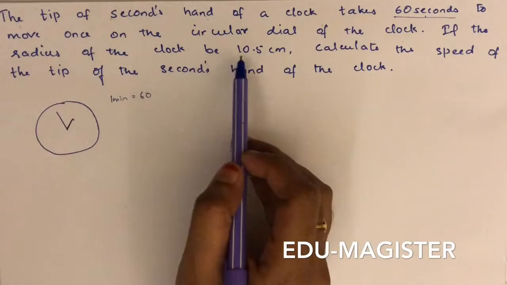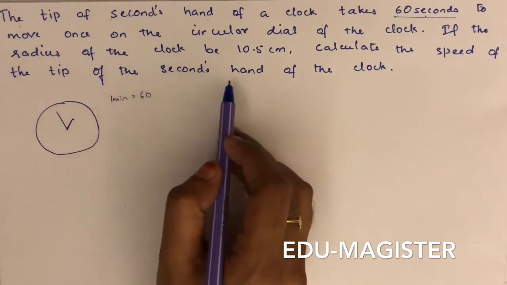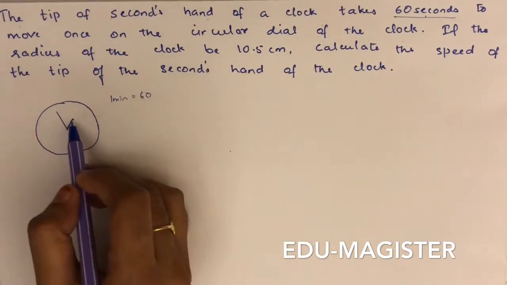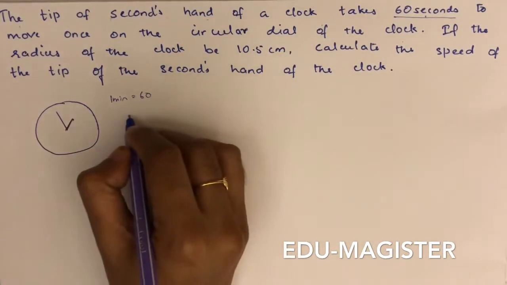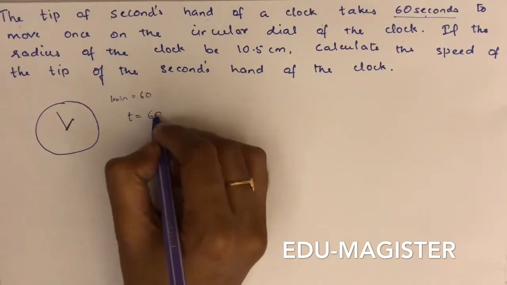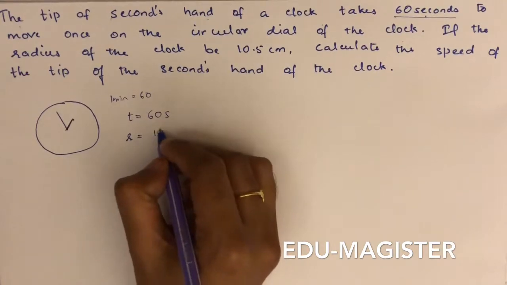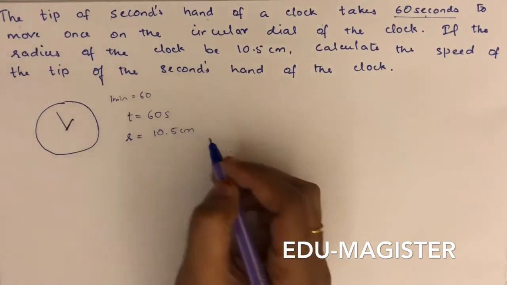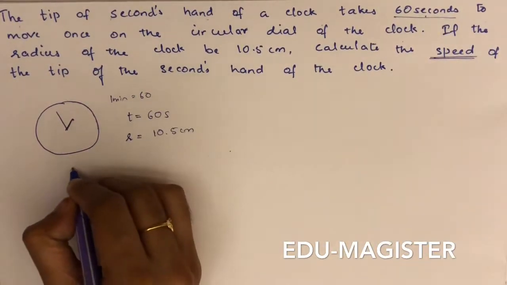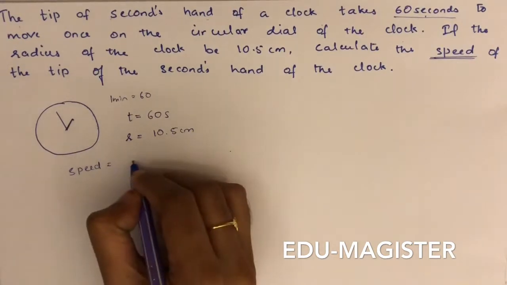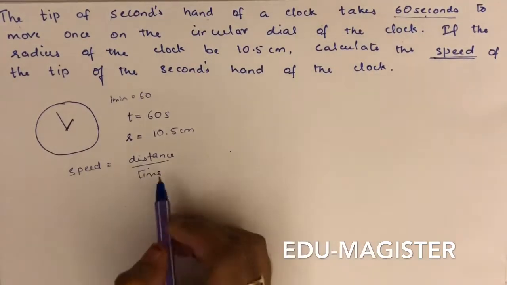If the radius of the clock be 10.5 centimeter, calculate the speed of the tip of the seconds hand of the clock. They are asking us to find the speed of this seconds hand. Now, it is given that time is equal to 60 seconds and radius of the clock is 10.5 centimeters. The question is to calculate speed, right? So let's write the formula for speed. Speed is equal to distance by time.